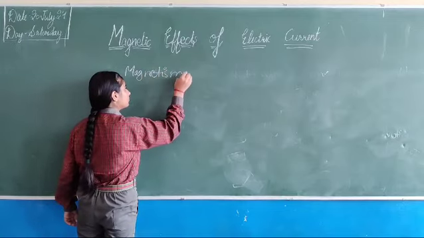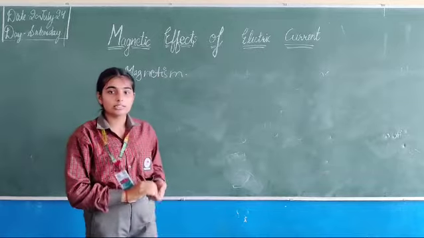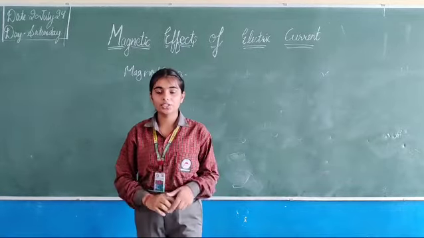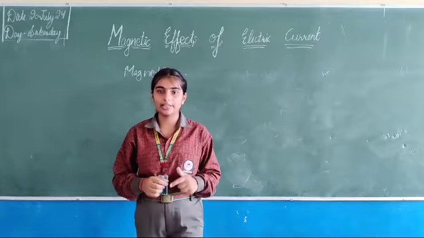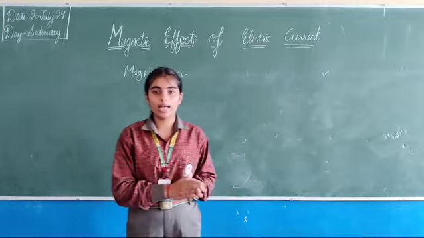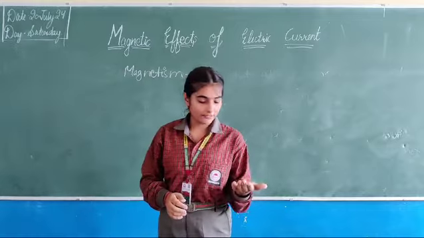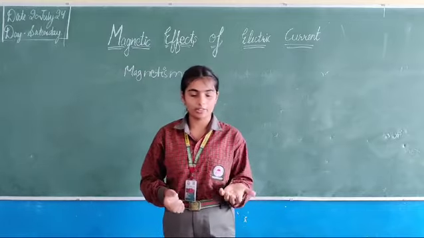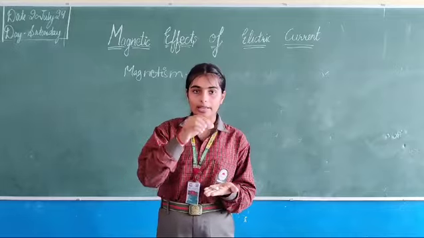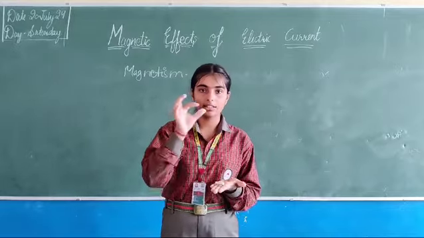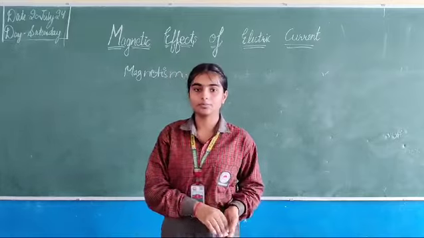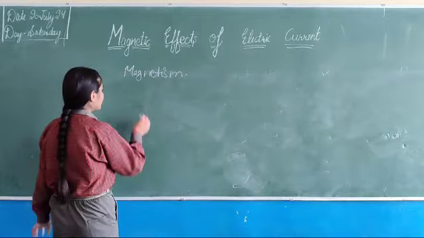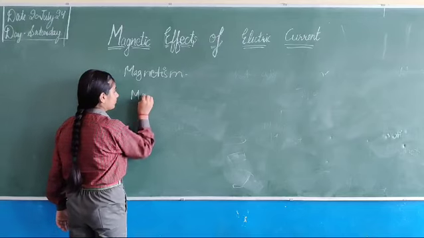Magnetism. The property by which tiny pieces of iron or iron-like substance attract towards a magnet is known as magnetism. Suppose I have taken some tiny pieces of iron on my hand. If I put a magnet towards it and the particles attract towards the magnet, then this process is known as magnetism.